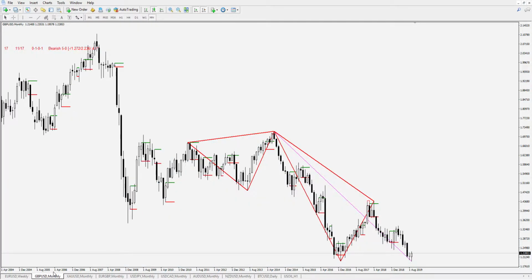Okay, the pound USD on the monthly, bearish 5.0. So it creates quite a bearish triangle. These bearish 5.0s actually morph into a different pattern. You see how this could be X, A, B, C, D. So it'd come up here and then down, but we haven't completed this leg down yet. We have an interesting development there.